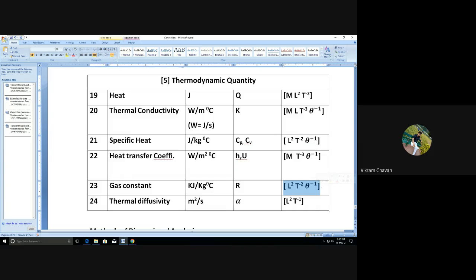And the last one is the thermal diffusivity. The unit of thermal diffusivity is meter square per second, and its symbol is alpha. So we can write the dimensions of thermal diffusivity as L raised to 2, T raised to minus 1.